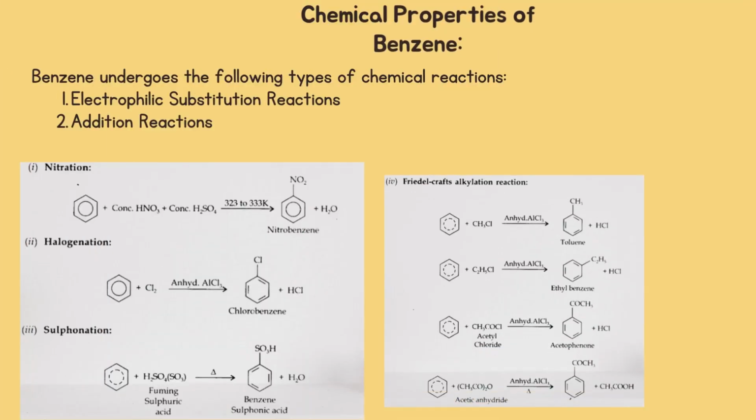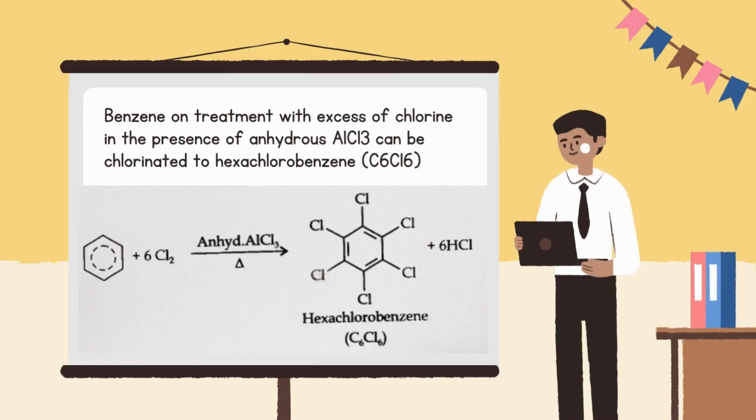Chemical properties of benzene. Benzene undergoes the following types of chemical reactions: electrophilic substitution reactions and addition reactions. See the image. Benzene on treatment with excess of chlorine in the presence of anhydrous aluminum chloride can be chlorinated to hexachlorobenzene, C6Cl6. See the image.